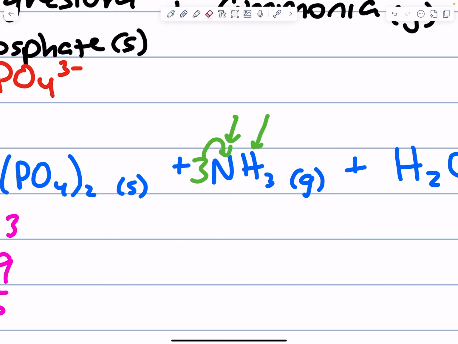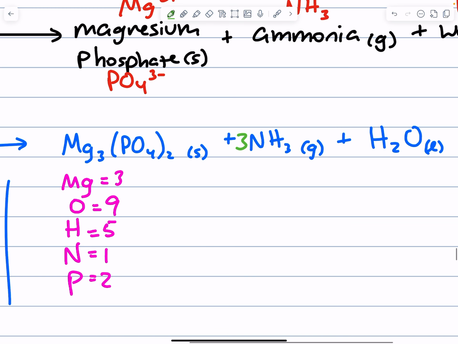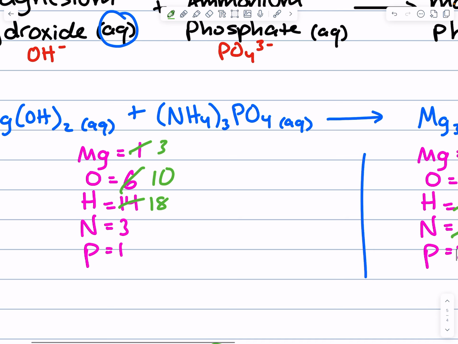Okay, so if I do something to one thing in the compound, I have to do it to the other thing. So if I add 3 in front of the nitrogen, I now have 3 nitrogens. But I also have, what's 3 times 3? 9 hydrogens plus 2 over here gives me now 11 hydrogens. Okay? Perfect. Going back to my order, now my nitrogens are balanced. Now I have to balance my phosphorus, and we'll see where we're at from there.